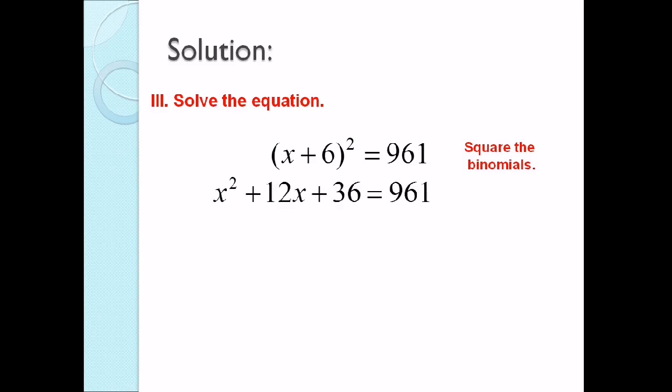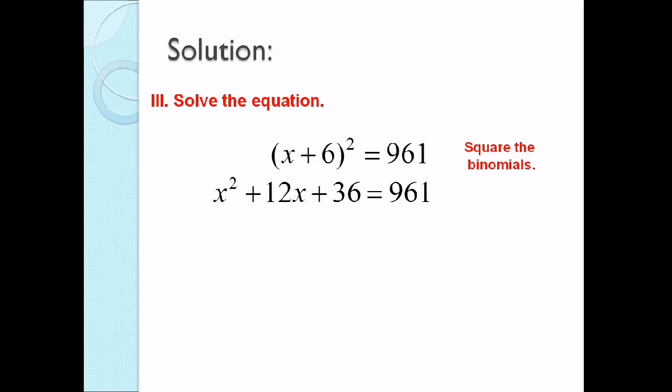So we need to square the binomial. x plus 6 squared is x squared, then 6 times x, twice, that is 12x, then 6 squared is 36. Or you can use the FOIL method: the first, outer, inner, and last terms. Again, x plus 6 squared gives you x squared plus 12x plus 36 equals 961.